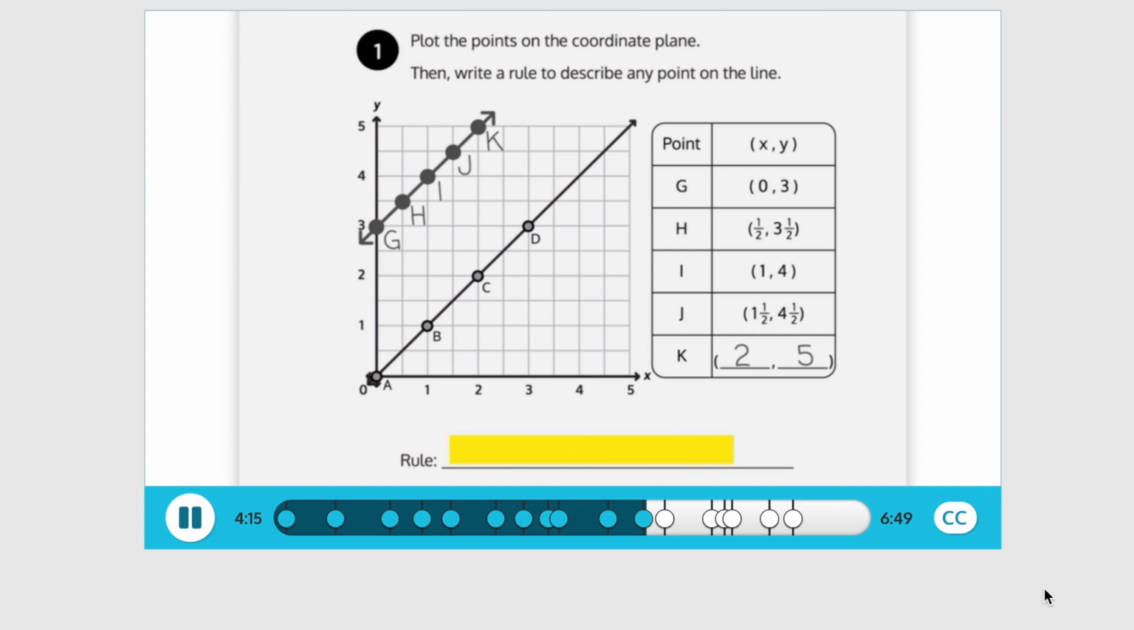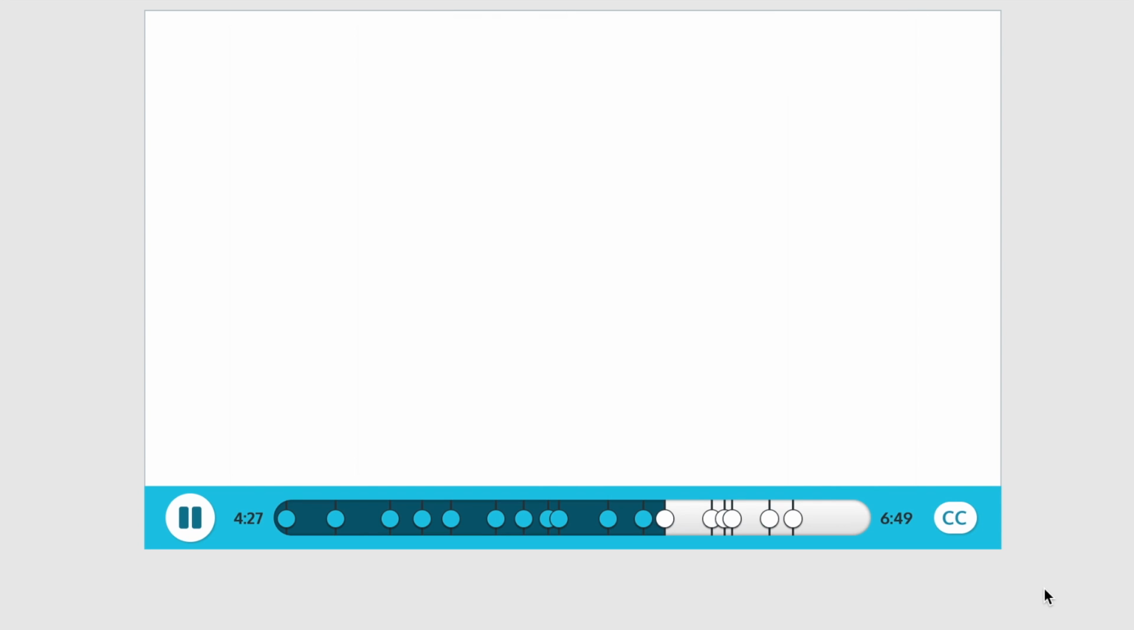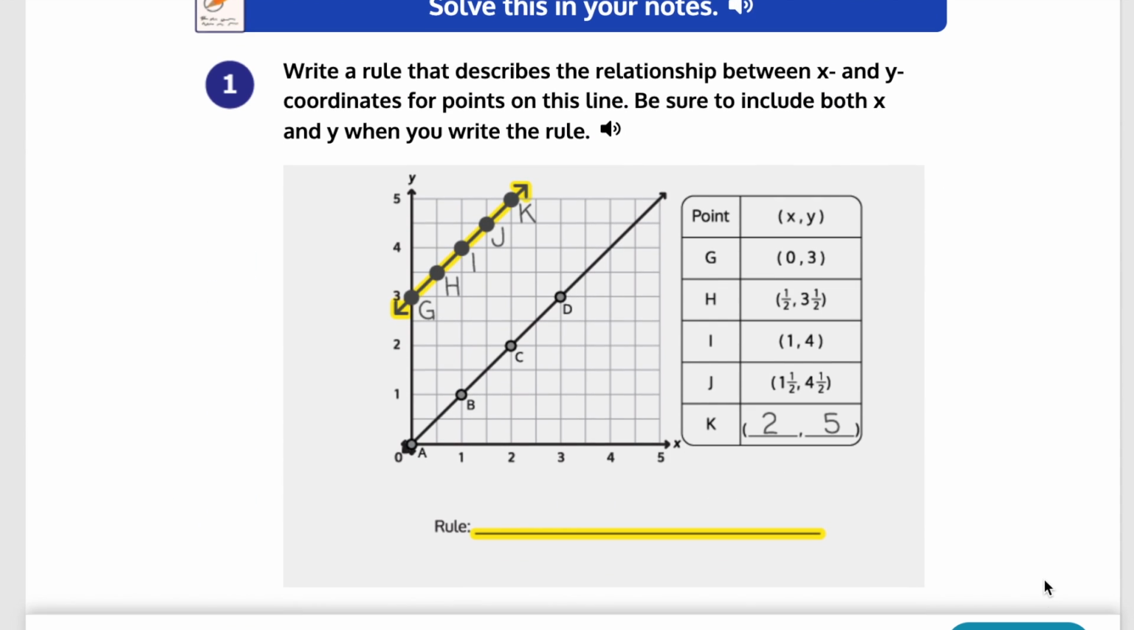Now, write a rule in words that describes the relationship between the x and y coordinates for the points on this line. Be sure to include both x and y when you write the rule. All right, you guys, pause the video, and I want you to turn and talk to a partner and come up with a rule. Write a rule statement. Make sure that your rule statement includes x and y.